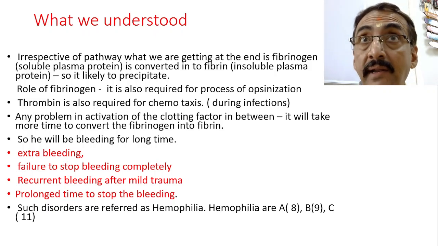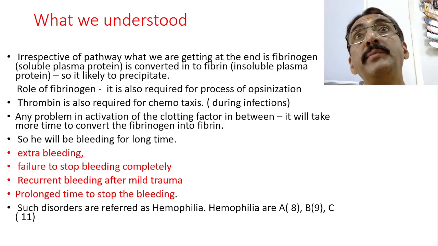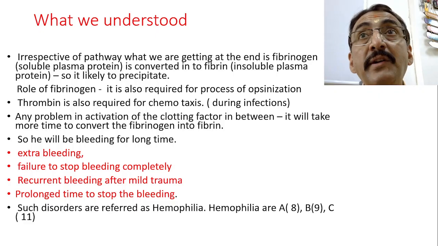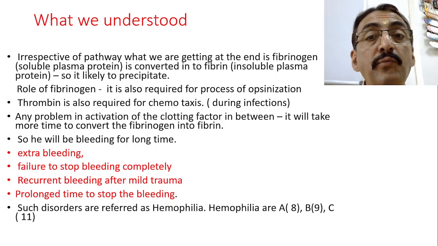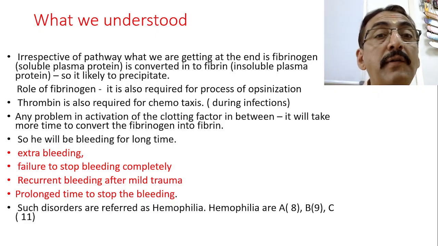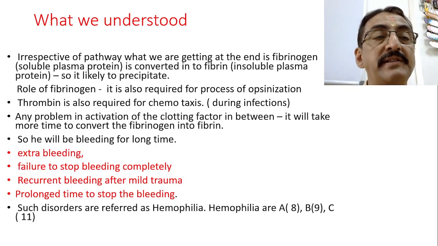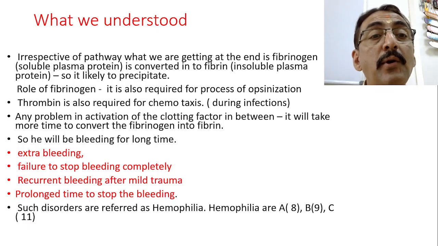Then thrombin: prothrombin is converted to thrombin, and thrombin converts fibrinogen into fibrin, isn't it? Apart from its clotting role, thrombin also has one more important function. It is also required for chemotaxis, during the time of infections. Now, any problem in activation of the clotting factor in between.